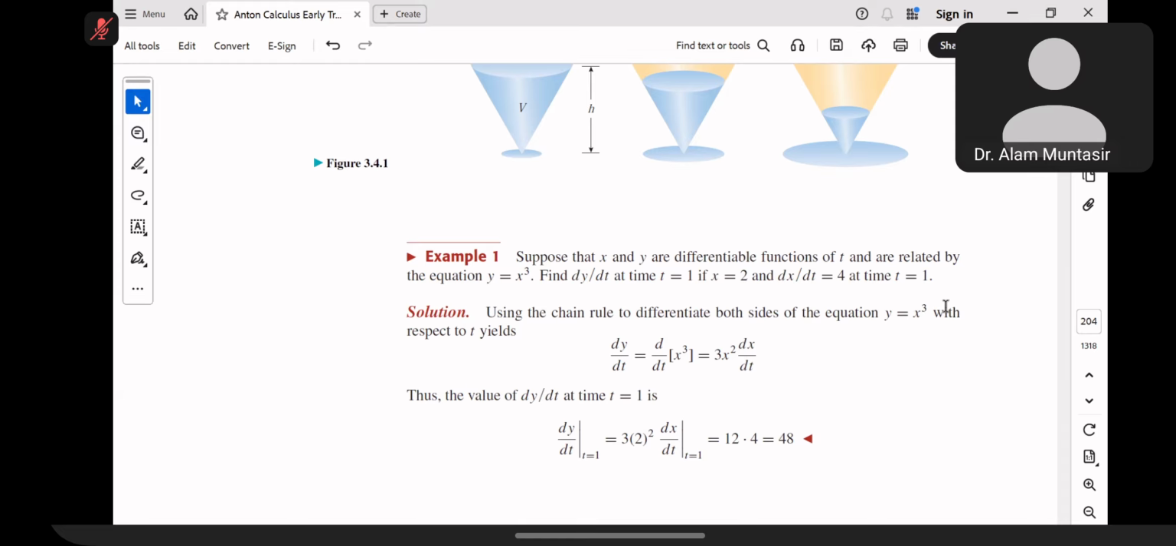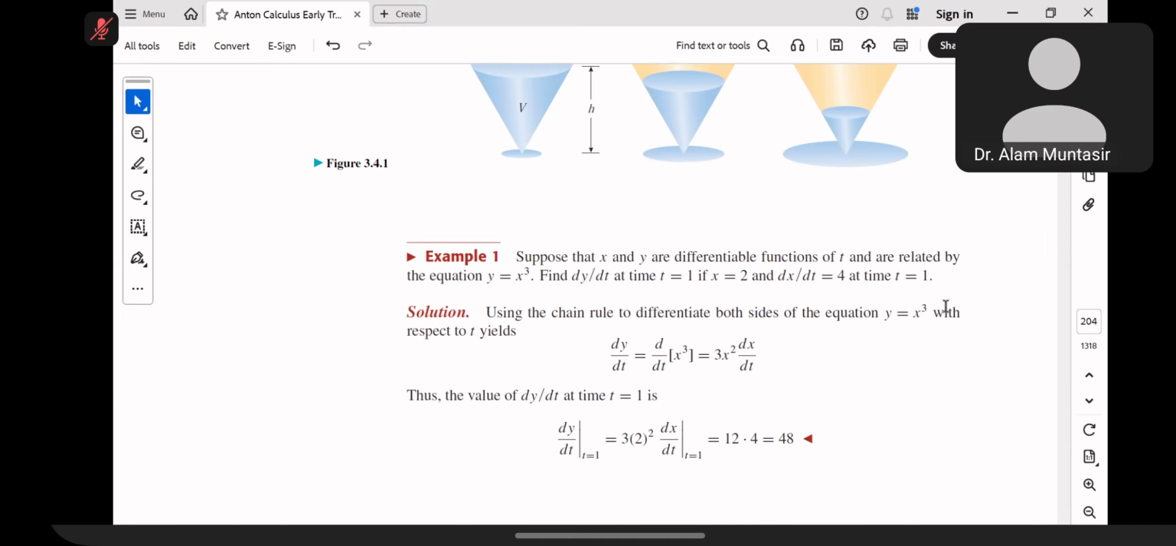If your time is t equal to 1, then x should be 2 and dx by dt should be 4 at the same time t equal to 1. So based on the given information, you need to calculate dy by dt. So let's start with the given equation y equal to x cube.